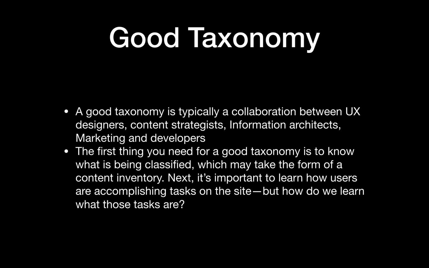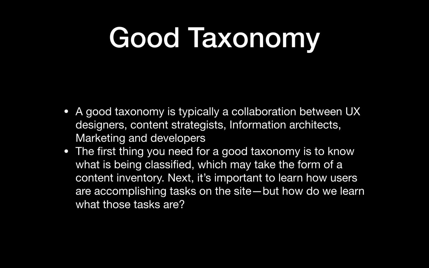So, how does a good taxonomy come about? A good taxonomy is typically a collaboration between UX designers, content strategists, information architects, marketing team, and developers as well. And I know in this course you've been talking a lot about the different roles that are within UX that also influence information architecture. So it's good to know that it's a collaboration between all these roles.